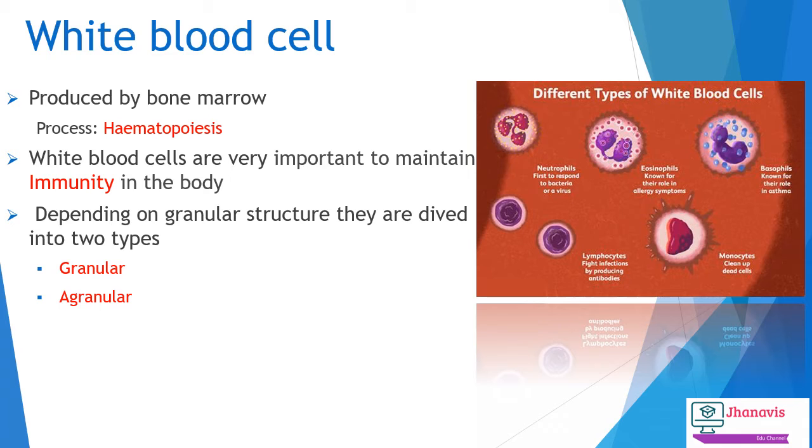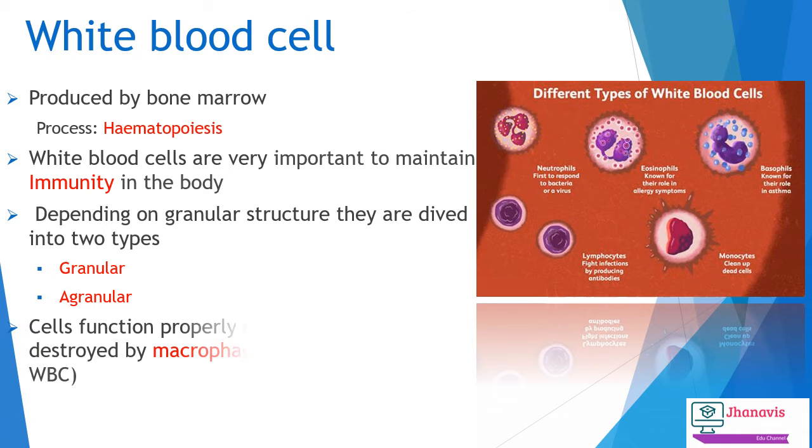What are these macrophages? Macrophages have a very beautiful role to play when it comes to removing the dead cells. Through a process called phagocytosis, they eat up the cells. A cell functions properly only for 3 months and will then be destroyed by the macrophages. That means the macrophages will eat up the cells after completing the 3 months. If the cell completes 3 months, automatically these macrophages will eat up the cells.